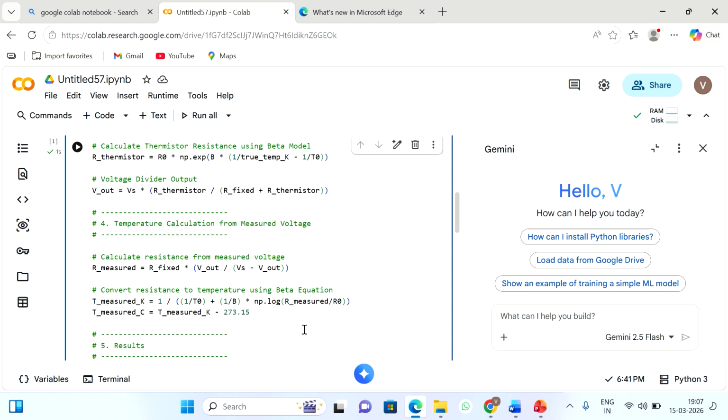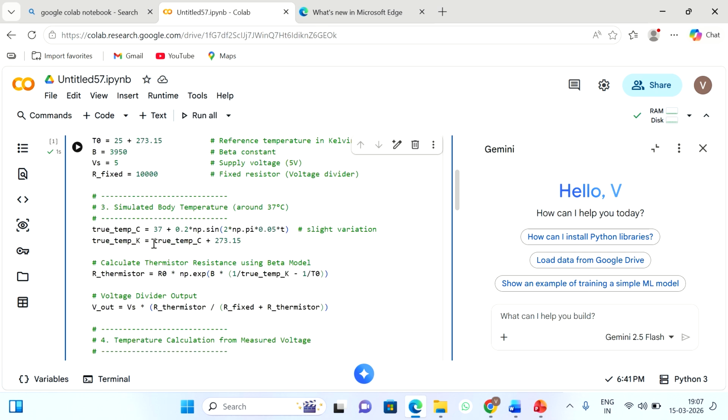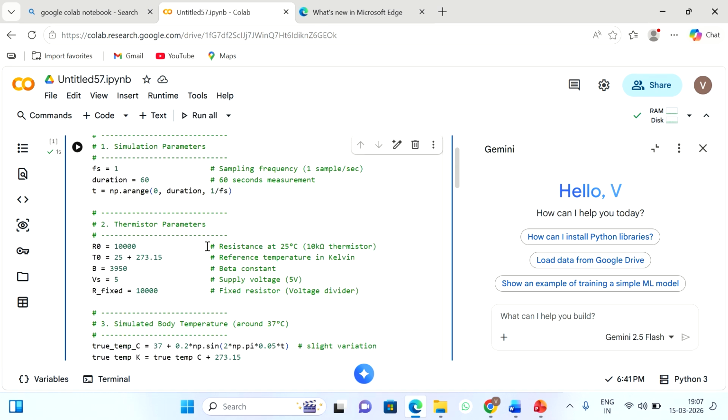So here in this experiment we are using the thermistor value, which is equal to 10,000, so 10K. Then the beta value is almost constant, 3,950. It may vary a little bit depending on the nature of the material, and supply voltage is 5, and R underscore fixed is once again 10K. So these are the known parameters of the thermistor circuit.